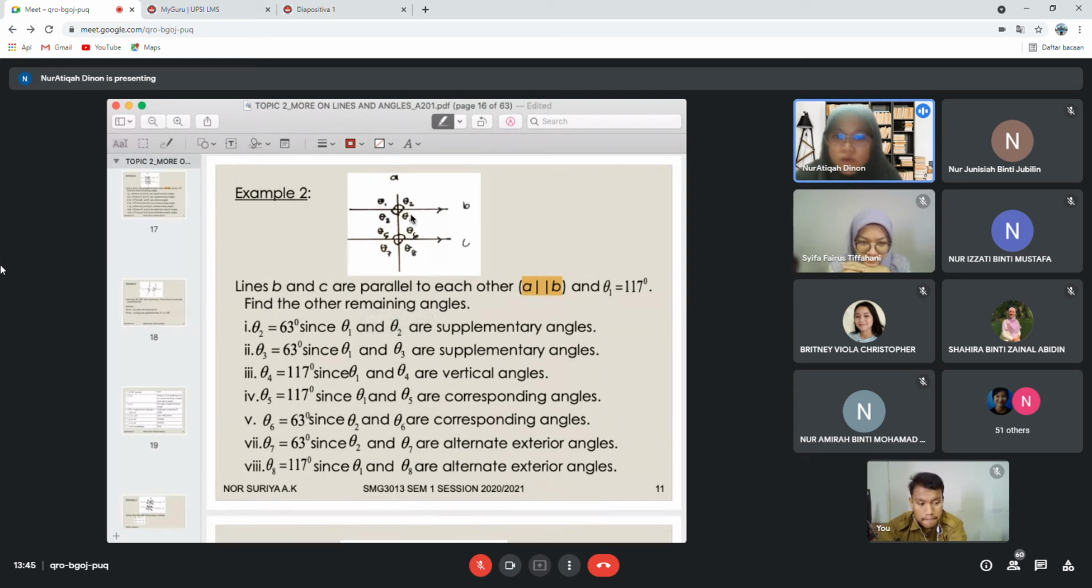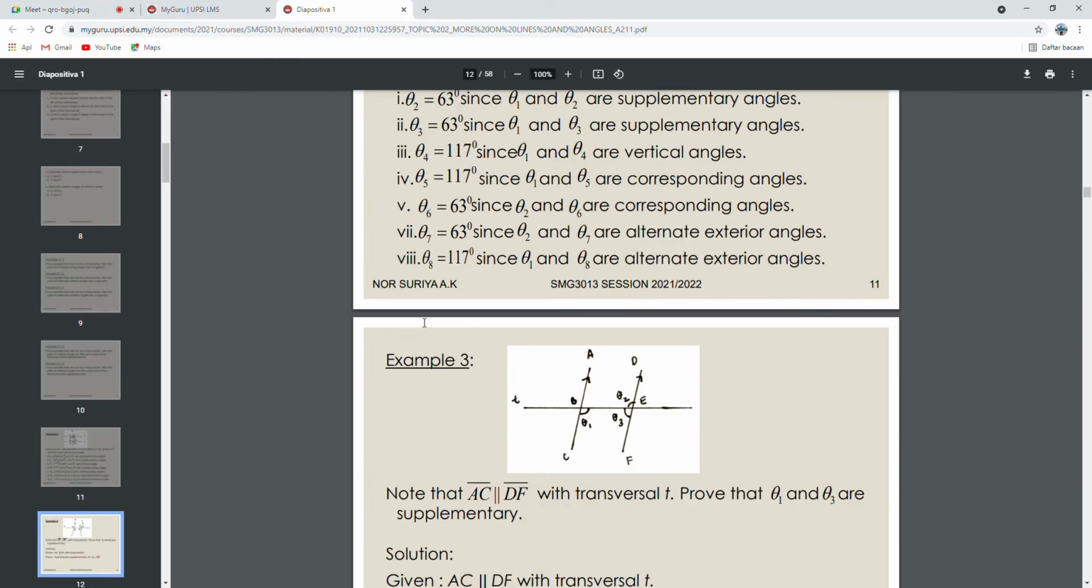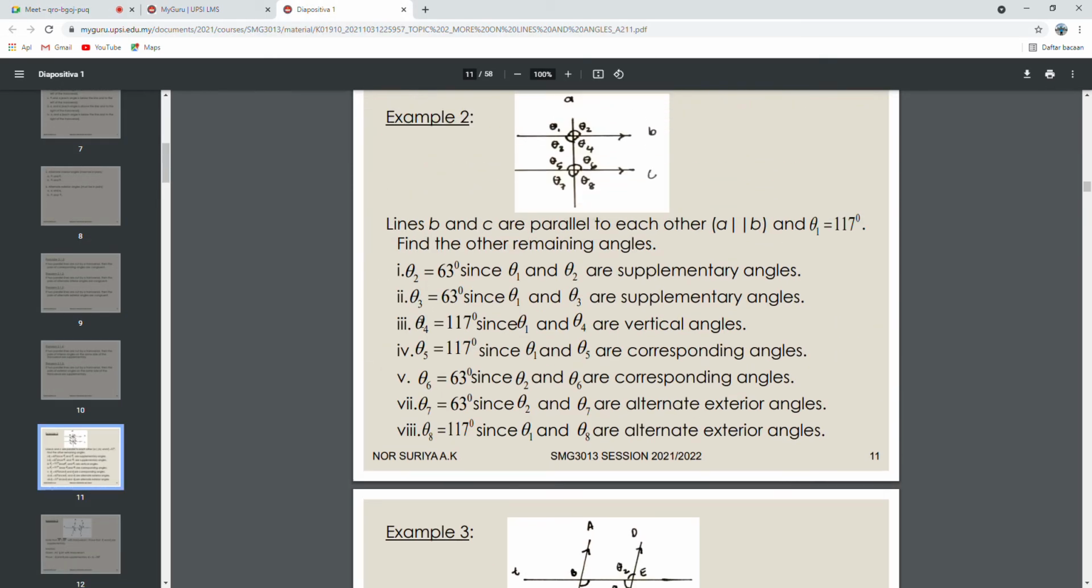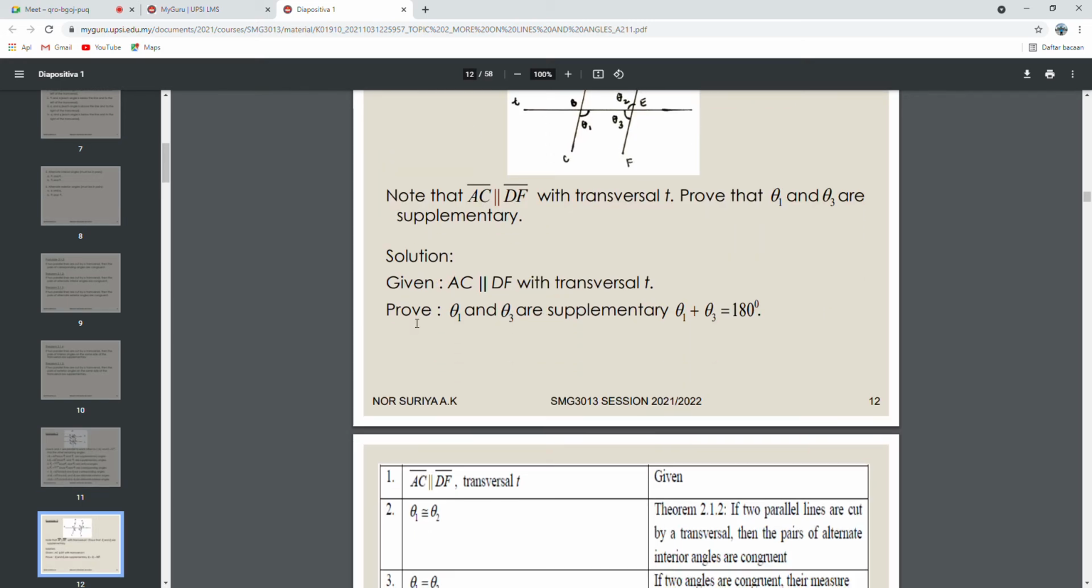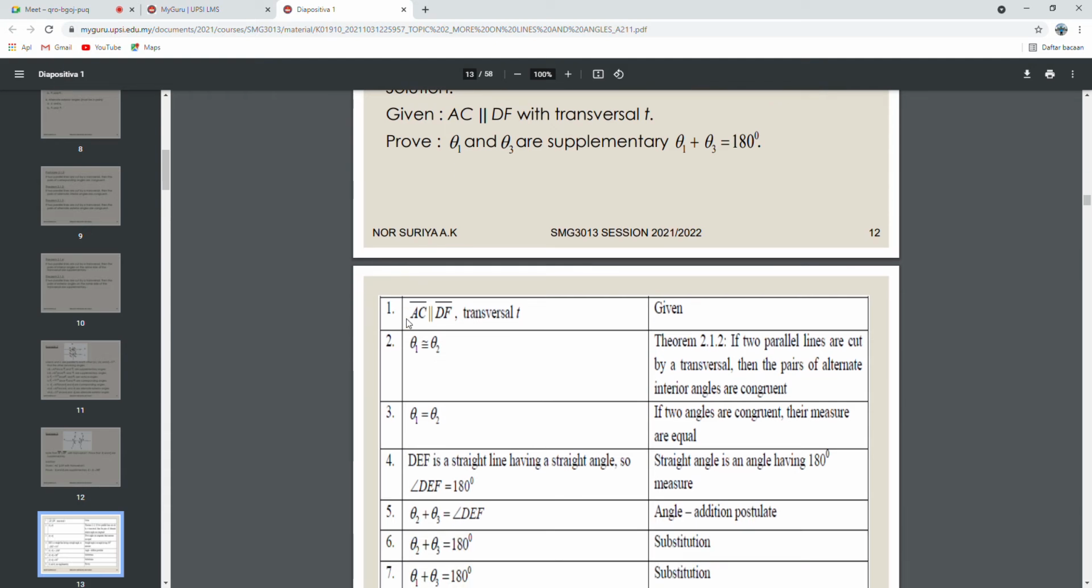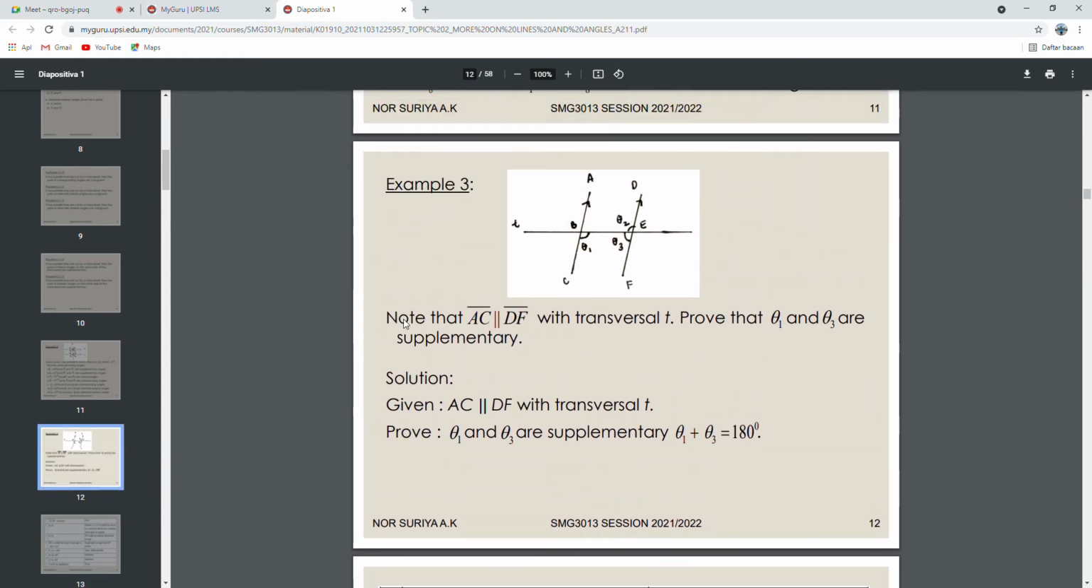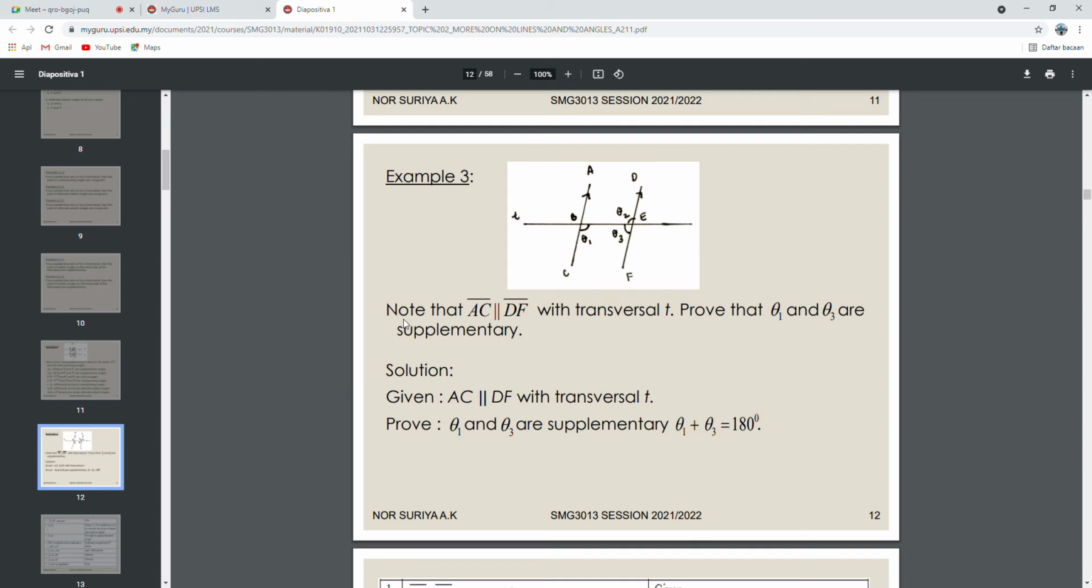Next, theta 4. Theta 4 is 117 degrees since theta 1 and theta 4 are vertical angles. Okay, yang ni kita tak go lagi the type of angles yang kita baru discuss today. Okay, and then theta 5 here, we got 117 degrees since theta 1 and theta 5 are corresponding angles.